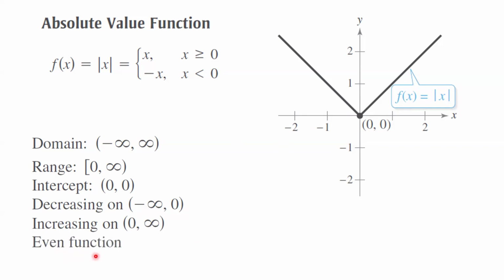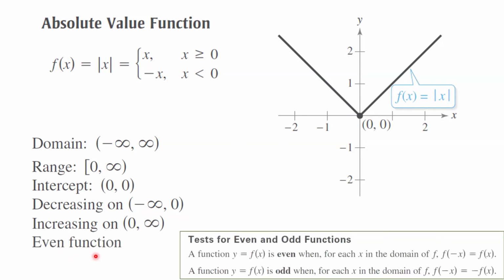This function is an even function. Remember the definition of an even function and the test for it. A function like y equals f of x is even when for each x value in the domain, f of minus x is equal to f of x. It means that the y values are the same for opposite x values. It is symmetric with respect to the y-axis. So the graph on the left and on the right are basically the same, and they are a reflection with respect to the y-axis.